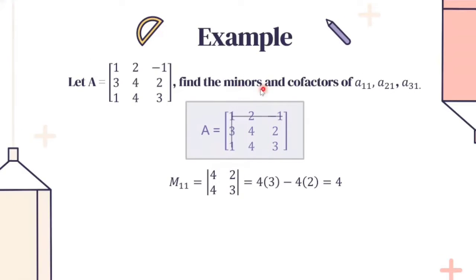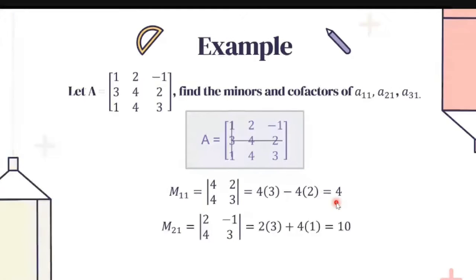Now we're going to find the minor of A11, so M11, by deleting the first row and first column. We just take this determinant, which is 4, 2, 4, 3. By cross multiplying, 4 times 3 minus 4 times 2 equals 4.